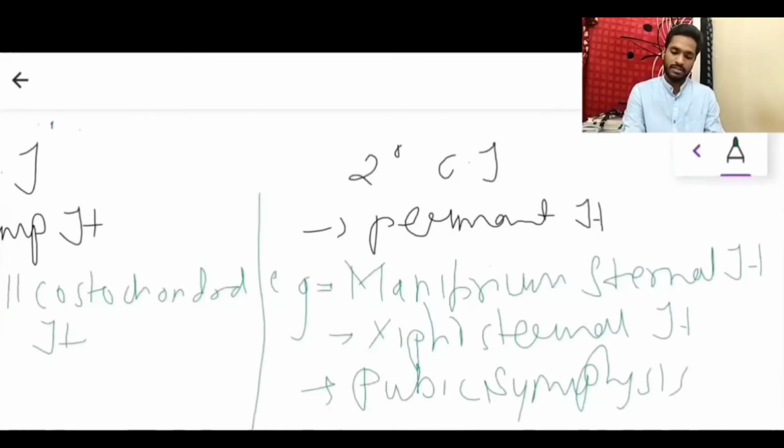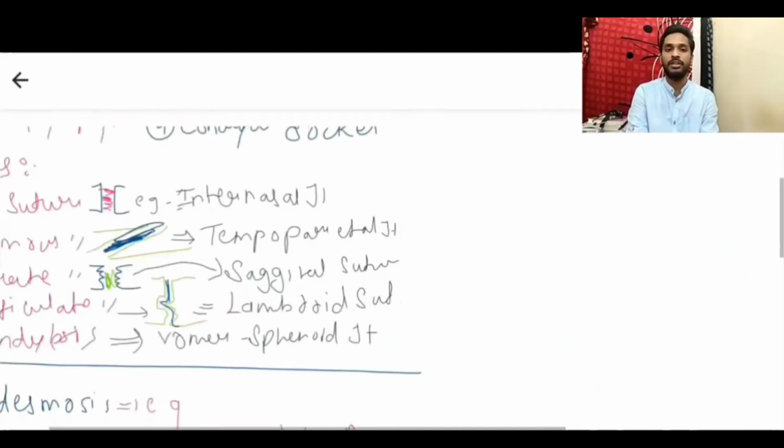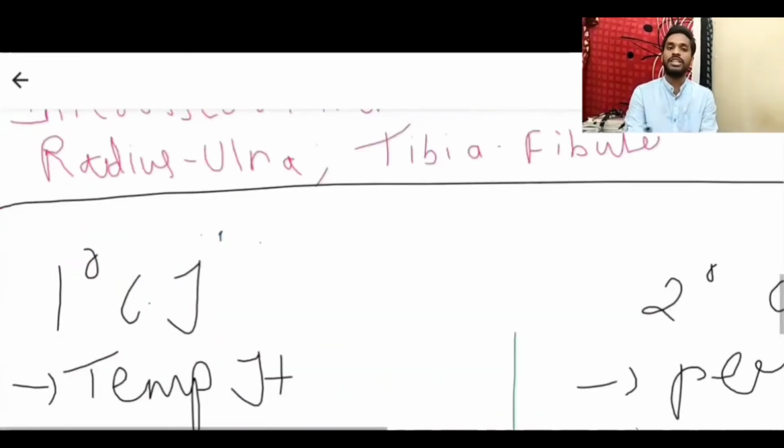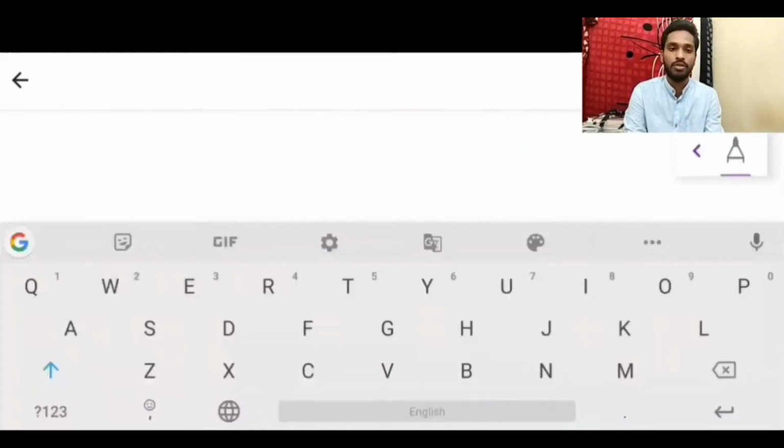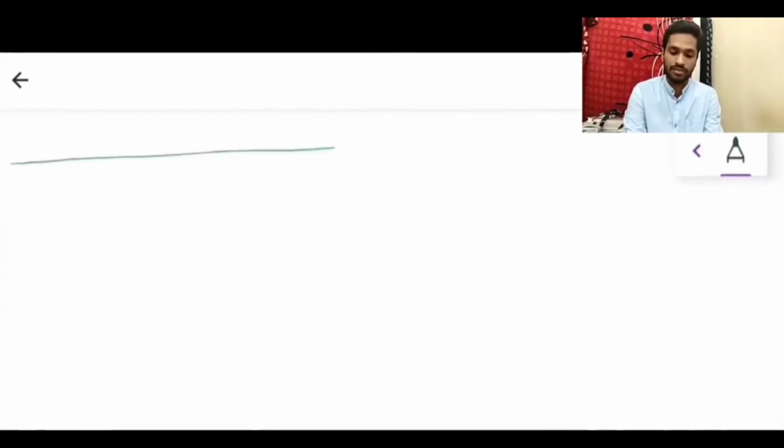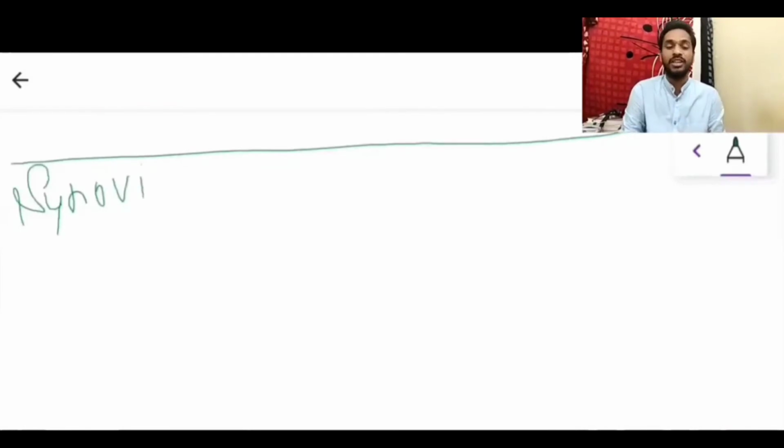Now, we are done with the fibrous joint and the cartilaginous joint, that is the immovable joint and slightly movable joint. Now it's time to talk about the freely movable or synovial joints, the joints which we commonly know about. So it is synovial joint.